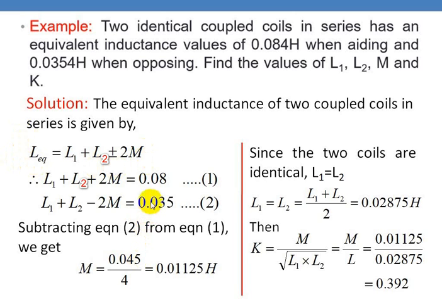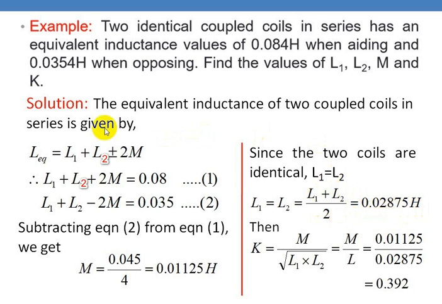Now you subtract the second equation from first equation. So you get M is equal to 0.0545 divided by 4, which will be equal to 0.01125 Henries. And it is given in the problem that two coils are identical, therefore L1 will be equal to L2. If we substitute M in any one of the equations, you can find L1 plus L2. Since two coils are identical, L1 will be equal to L2. So therefore this value will be equal to half of this value, L1 plus L2. So divide this L1 plus L2 by 2. So you will get 0.02875 Henries.